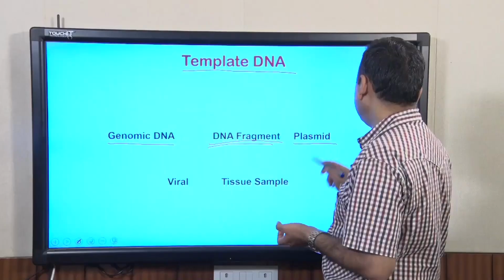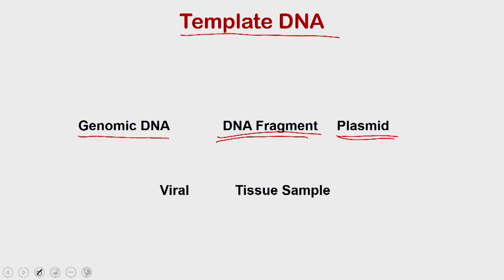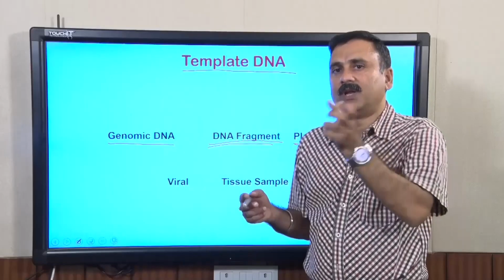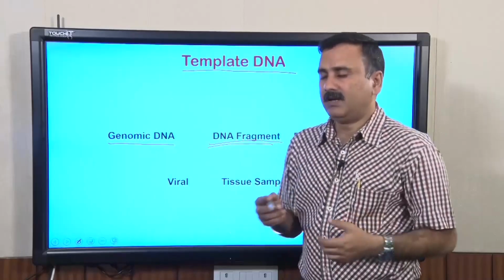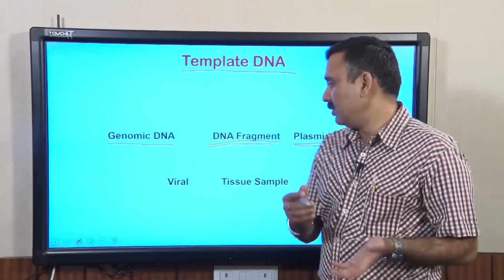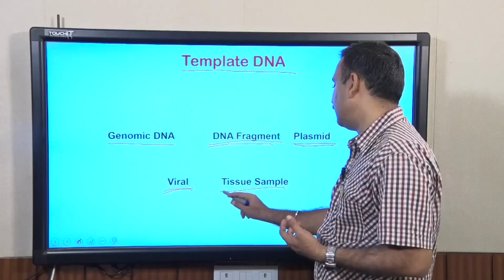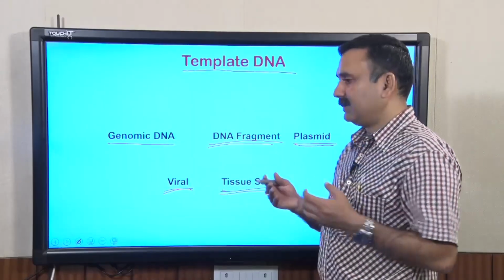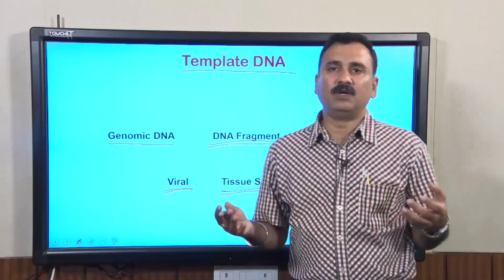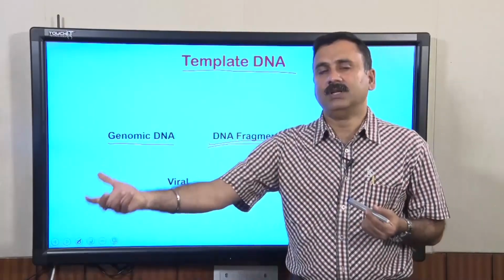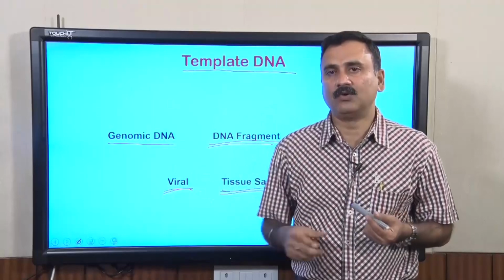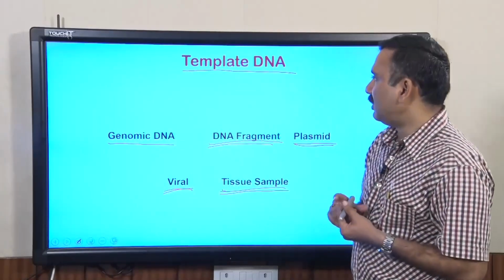Then you can use plasmids where your particular genome fragment has already been cloned or is present. So, you can use the plasmid where the DNA has already been cloned. Then you can use viruses which are already harboring that particular gene, or you can use tissue samples. For example, if you have some tissue samples on which you want to do the PCR, then you can use the DNA from the tissue sample, and that can also be used. So, this is about the template.